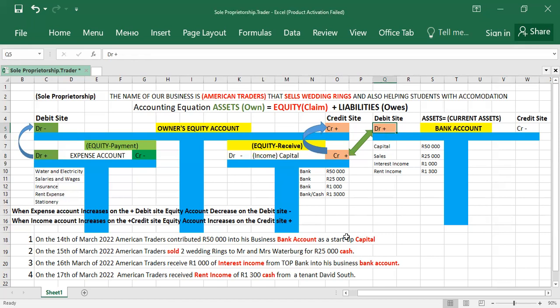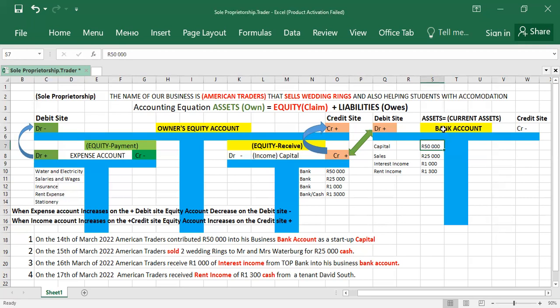Now, what is it that we are receiving into our business? The capital amount. Now, we are going to be debiting our bank account with capital, the account that we have just highlighted here, with how much? With 50,000.